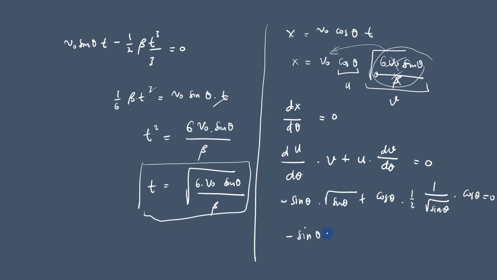Simplifying from this equation, minus sin theta times the square root of sin theta plus cos theta times cos theta, which is cos squared theta divided by 2 square root of sin theta, equals 0. Okay, we can write cos squared theta divided by 2 square root of sin theta equals sin squared theta. Oh, sorry, sin theta times the square root of sin theta.